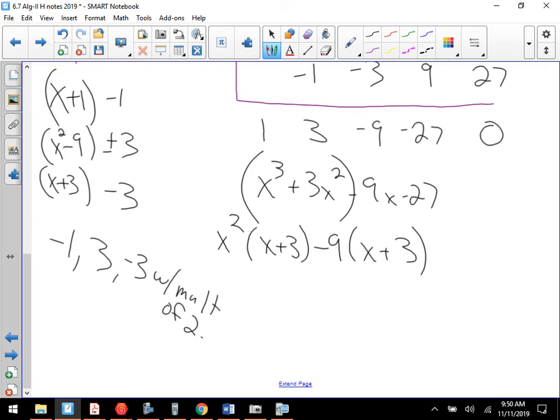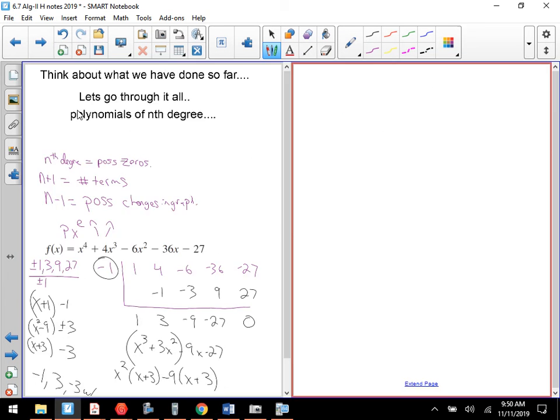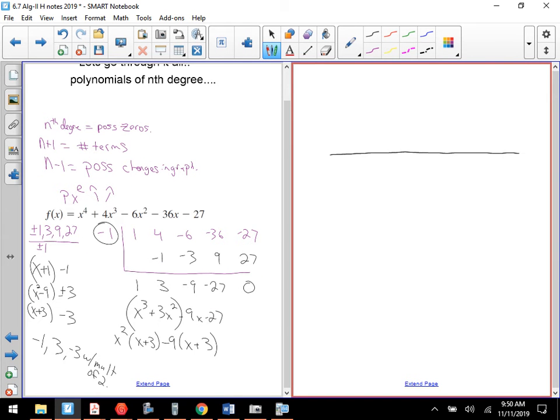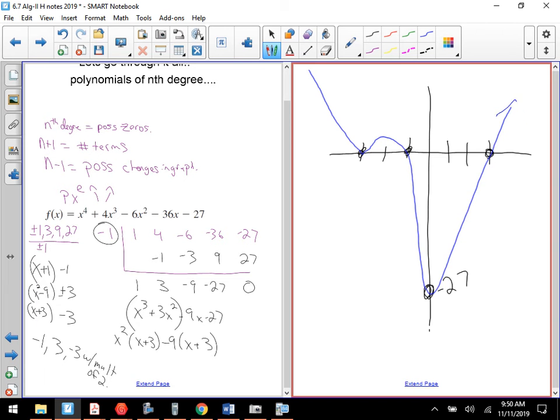Now this is definitely a problem that I would ask you to graph, because we have the zeros. We knew that we have a y-intercept down here at -27. We had zeros at -1, -3, and +3. Our tails were up, so as it's working its way down towards the -3, it'll bounce down to here.